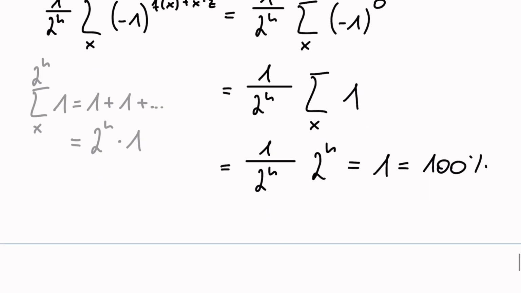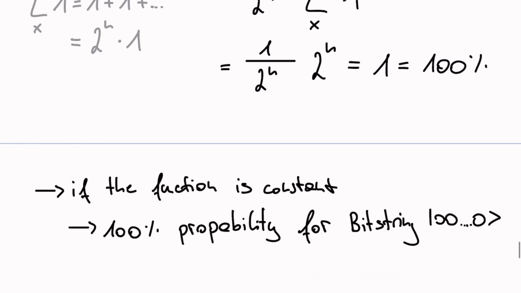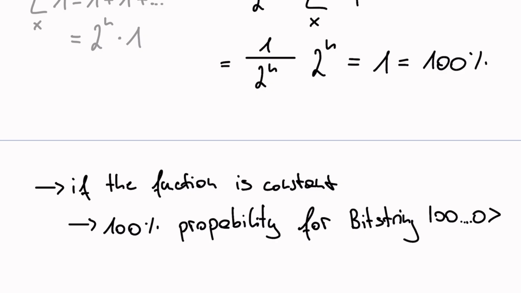So what we've just seen is that if the function is constant, we will always measure the bit string consisting only of zeros. That is, all input qubits will be 0 after the measurement. We already tried this for the case where the function always returns 0, but if the function always returns 1, the result is actually the same. The logic of the circuit ensures that the outcome will still be the all 0 bit string as long as the function is constant. Now one might ask, what happens if the function is balanced instead?